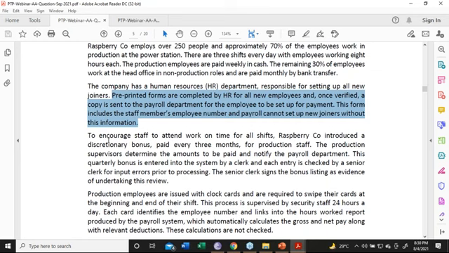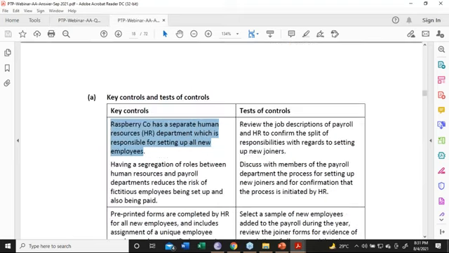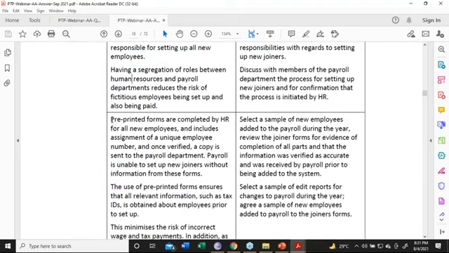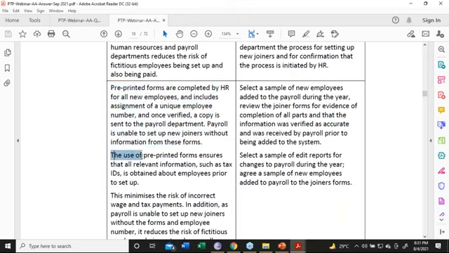The use of pre-printed forms reduces the risk of incorrect wages, or this minimizes the risk of incorrect tax payments being calculated. So you have to explain that key control. And how are you going to explain that key control? First of all, you have to copy everything from the question. Then what are you going to explain? The use of pre-printed forms ensures that all relevant information such as tax IDs is obtained from employees prior to setup. This minimizes the risk of incorrect wages and tax payments. That's it. Good enough. Don't write in addition.